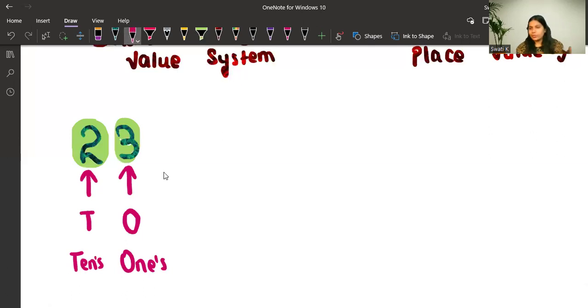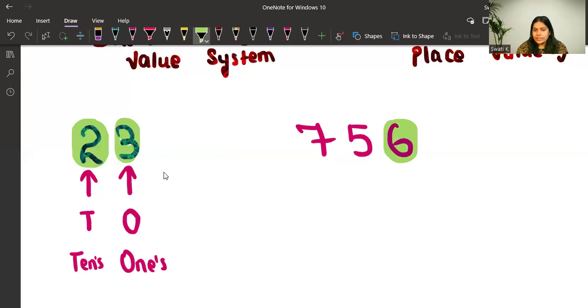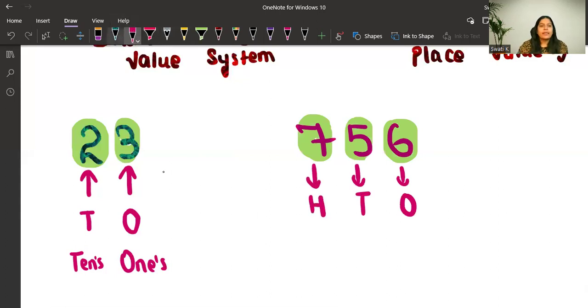Let's take a bigger number. In this number, this is ones place, this is tens place, and before that, it is hundreds place. So this is ones, this is tens, and this is hundreds. Now, if you read this number, we use the place value: 700, 5 tens, which is 50, and then 6. That's how we read the number: 756.